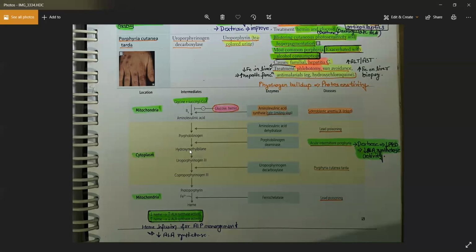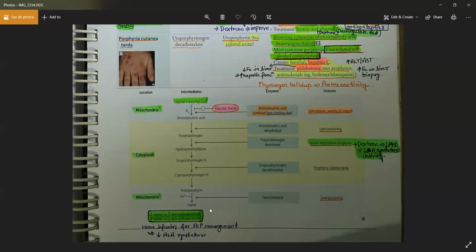You can forget about the coproporphyrinogen 3 and the hydroxymethylbilane. Just remember this ALA synthase, which will form the ALA. Then the dehydratase will form the porphobilinogen. And then the porphobilinogen deaminase will form the uroporphyrinogen 3. Then the decarboxylase, which will form the protoporphyrin. Or you can also remember this name if you want, right?